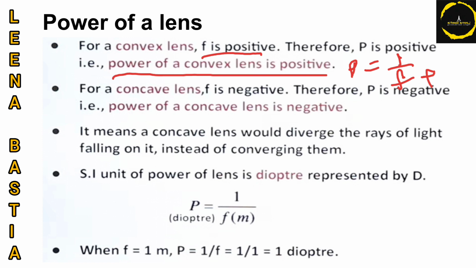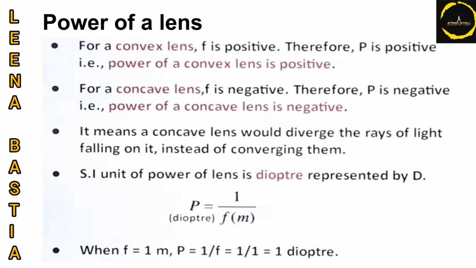Similarly, in the next point, for the concave lens F is negative. We know that F is negative, hence the sign is negative in case of a concave lens. The power will also be negative because the focal length is negative. It means a concave lens would diverge the rays of light falling on it instead of converging them. This one you got already, I explained.